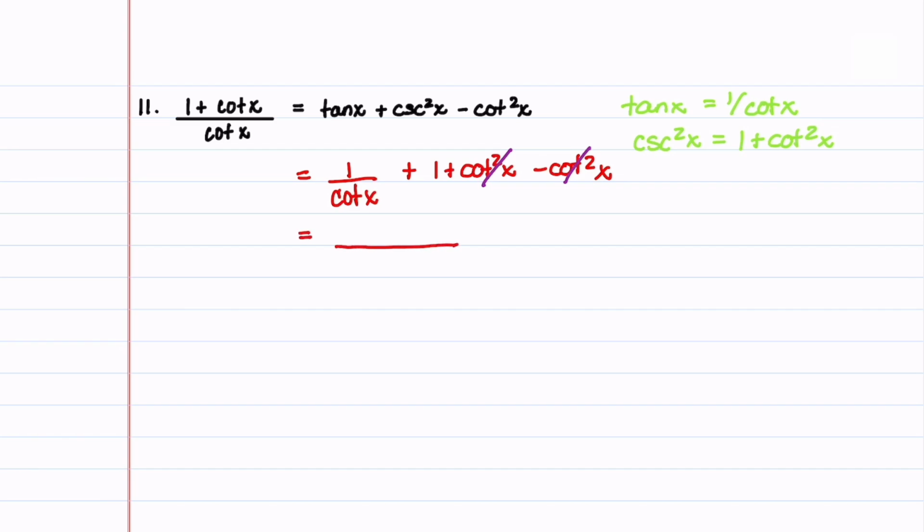So our common denominator is cotangent x, and that leaves us 1 plus our 1 here gets multiplied by cotangent x over cotangent x. So that's cotangent x. And we see that our right-hand side now looks like our left-hand side. For practice, you may want to start with the left-hand side and see if you can get it to match up with the right-hand side.